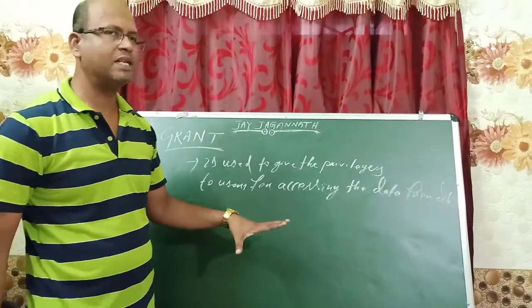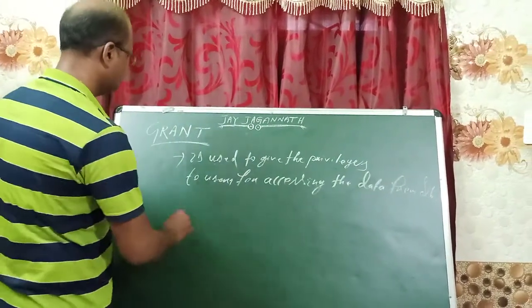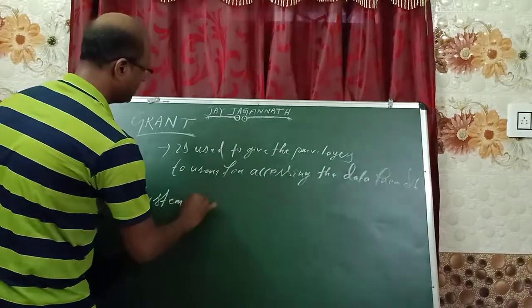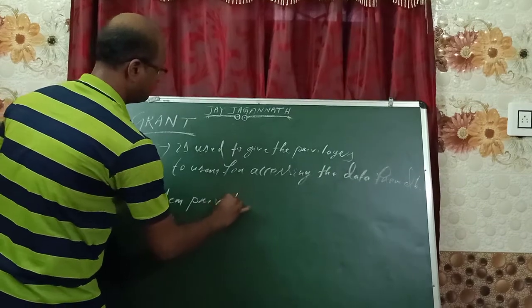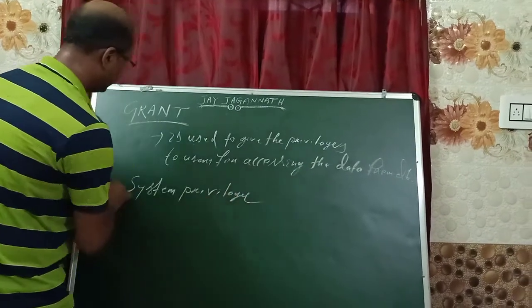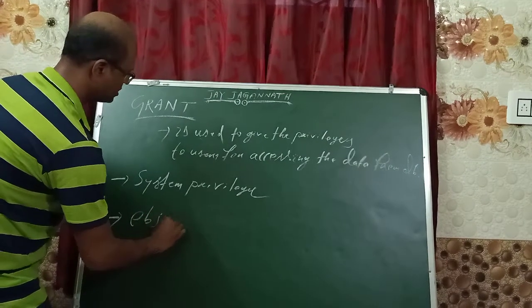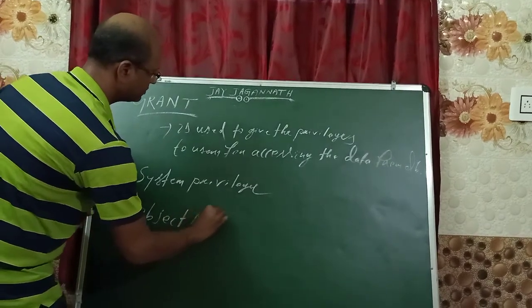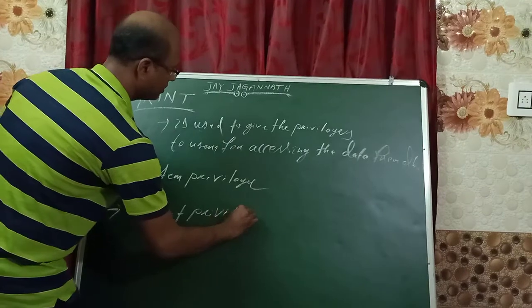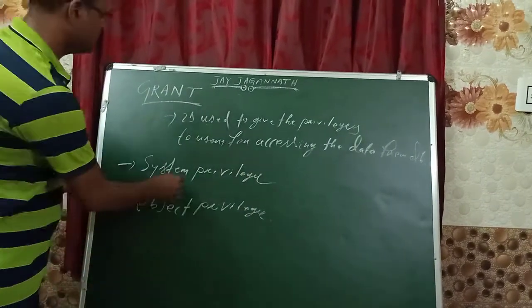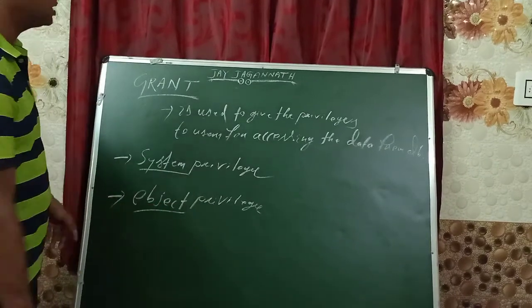Privilege is categorized into two types. One is system privilege, and another is object privilege.